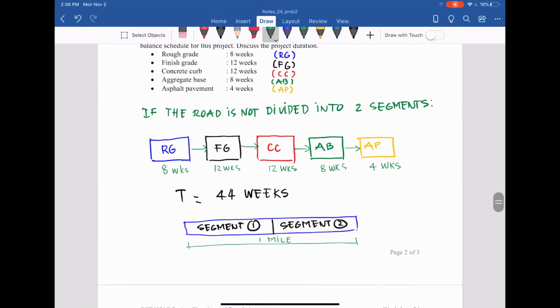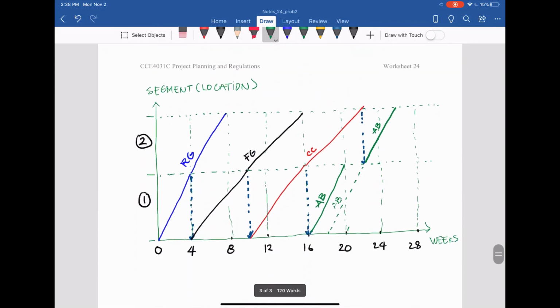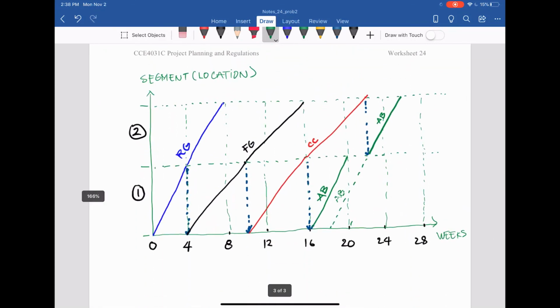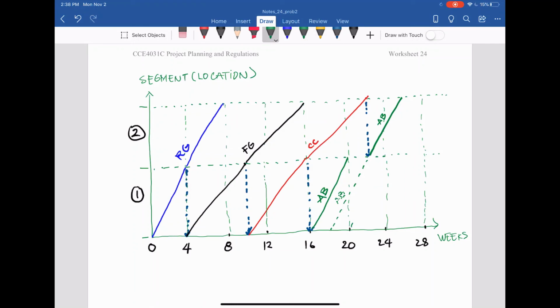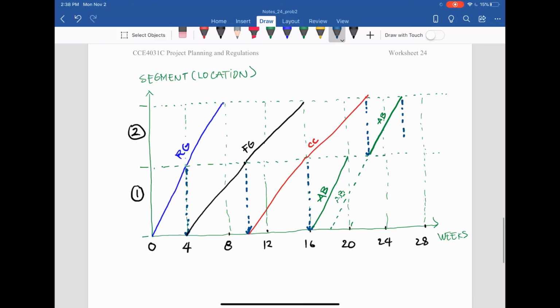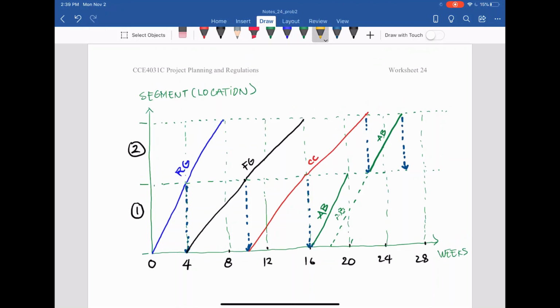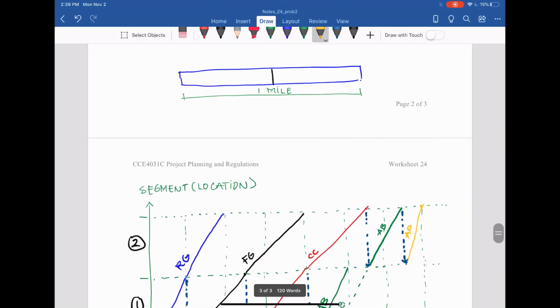And then the last one is asphalt pavement, and that asphalt pavement is 4 weeks, so each segment will be 2 weeks. With that one, as you can see, we have scenarios here. Let's start with the last segment. So we finish aggregate base there. Then we can start the asphalt pavement for segment number 2. So we can have that start at week 26 and finish, for each segment, in 2 weeks.